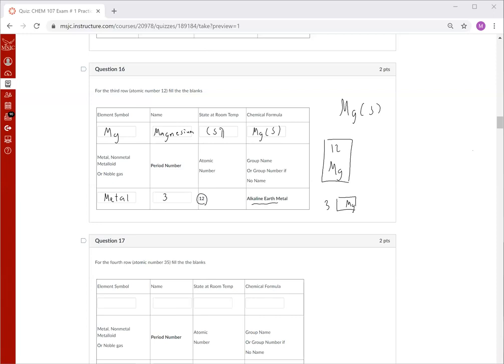Any questions? Oh, not yet. Responding to a student question in the chat.